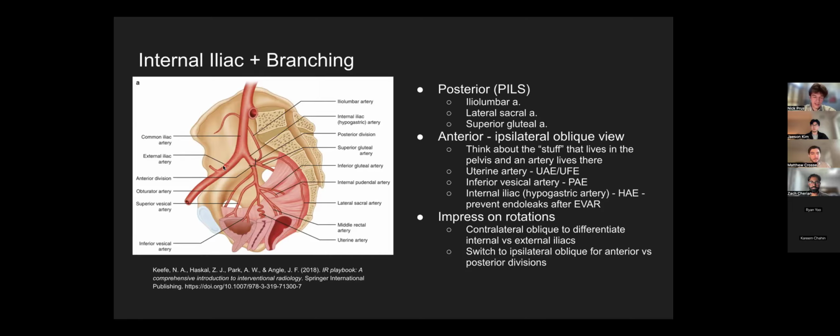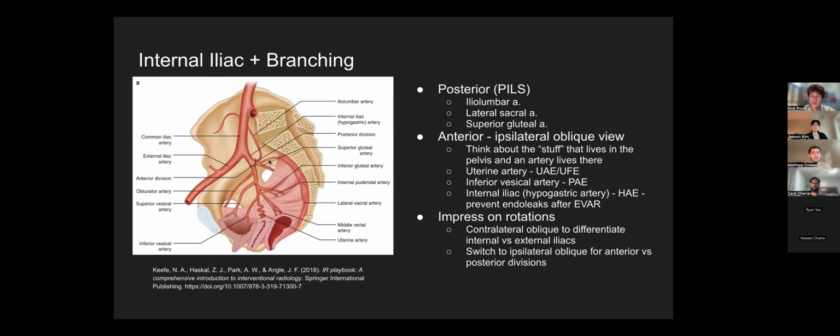I'll talk about the external iliac a little bit later on, but I'm going to focus on the internal iliac for this slide right now. You have the anterior division, and then you also have the posterior division. A way to remember the posterior division is PILS: iliolumbar, lateral sacral, and superior gluteal. This is superior gluteal. Iliolumbar is running more superiorly, and lateral sacral is running inferiorly.